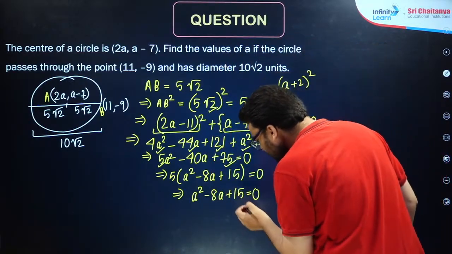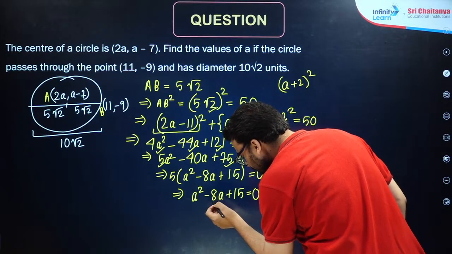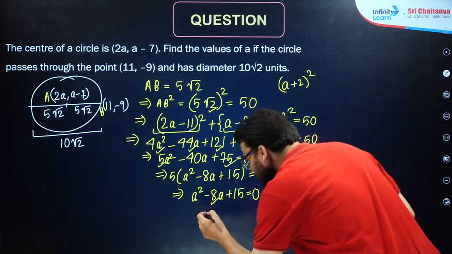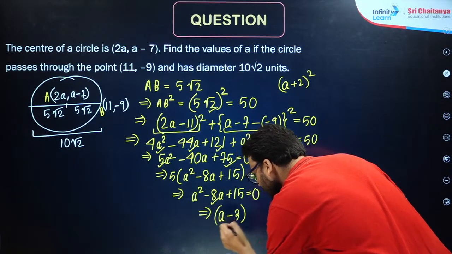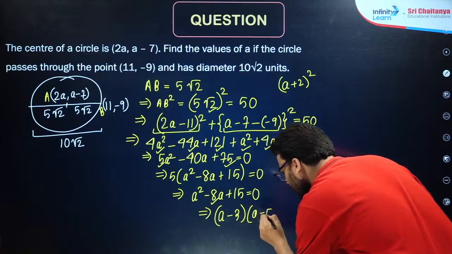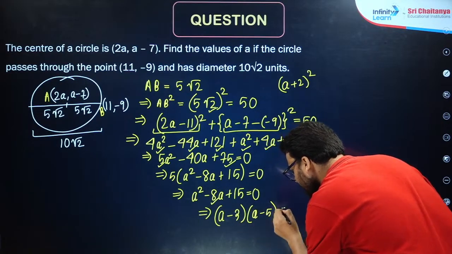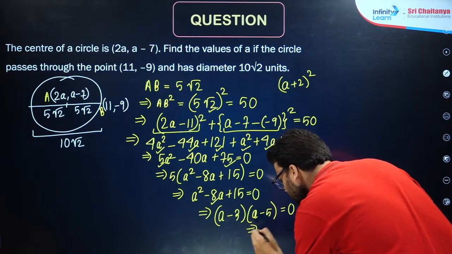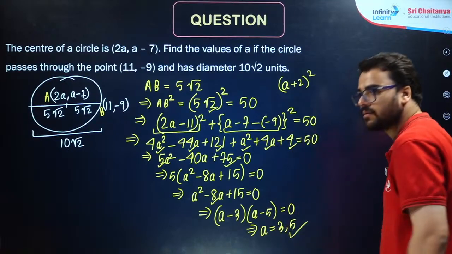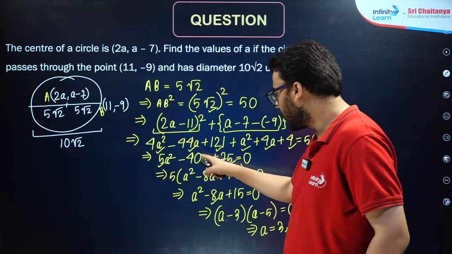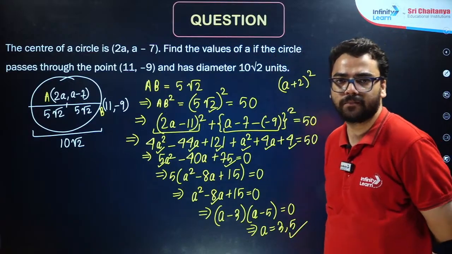So from here you see 5 3s are 15, right? So it can be directly factorized or not. Tell me, a minus 3, a minus 5. Can we do that using splitting the middle term? So two possible values of a are 3 and 5. Is that clear? This is the answer. I was doing a small calculation mistake. I hope it is clear now.